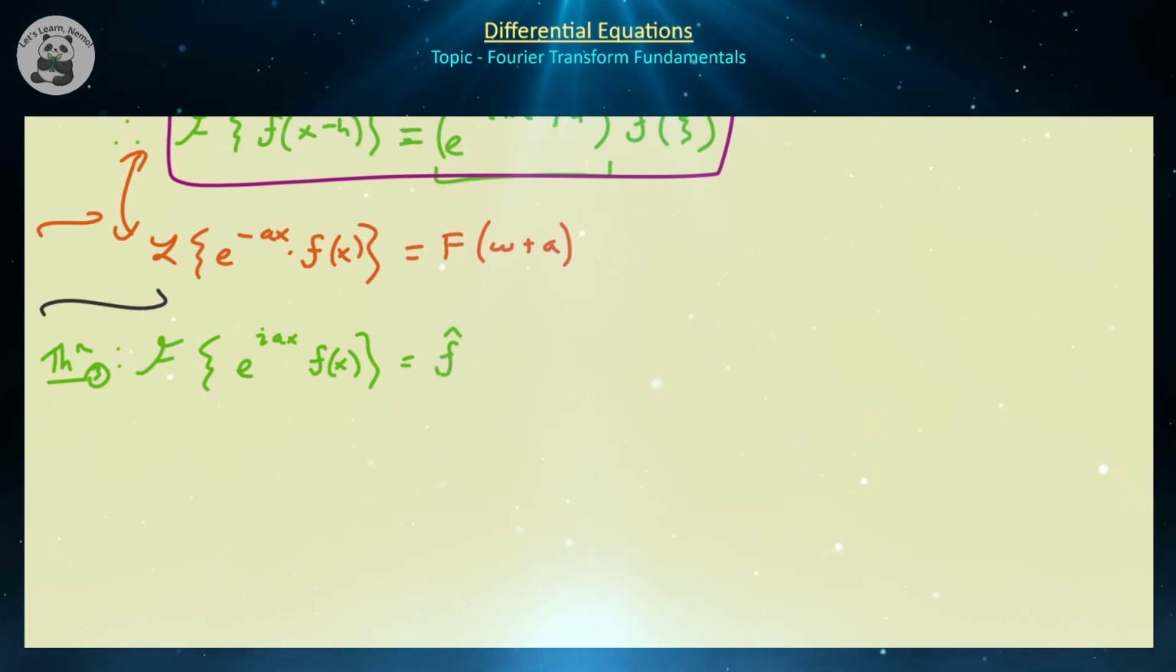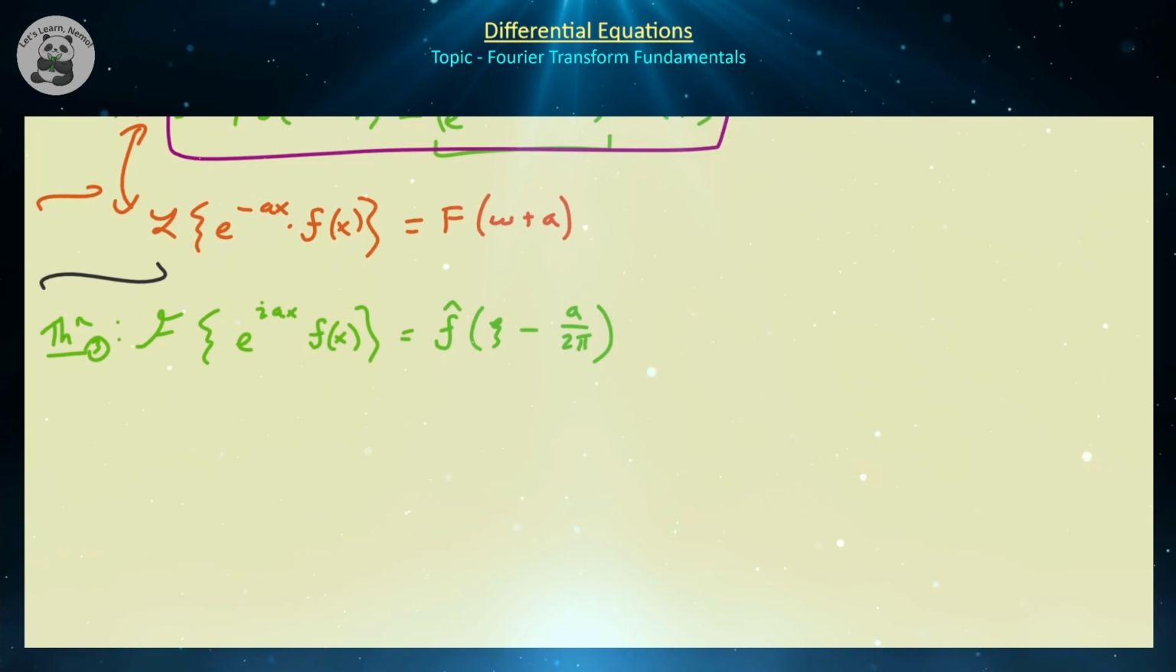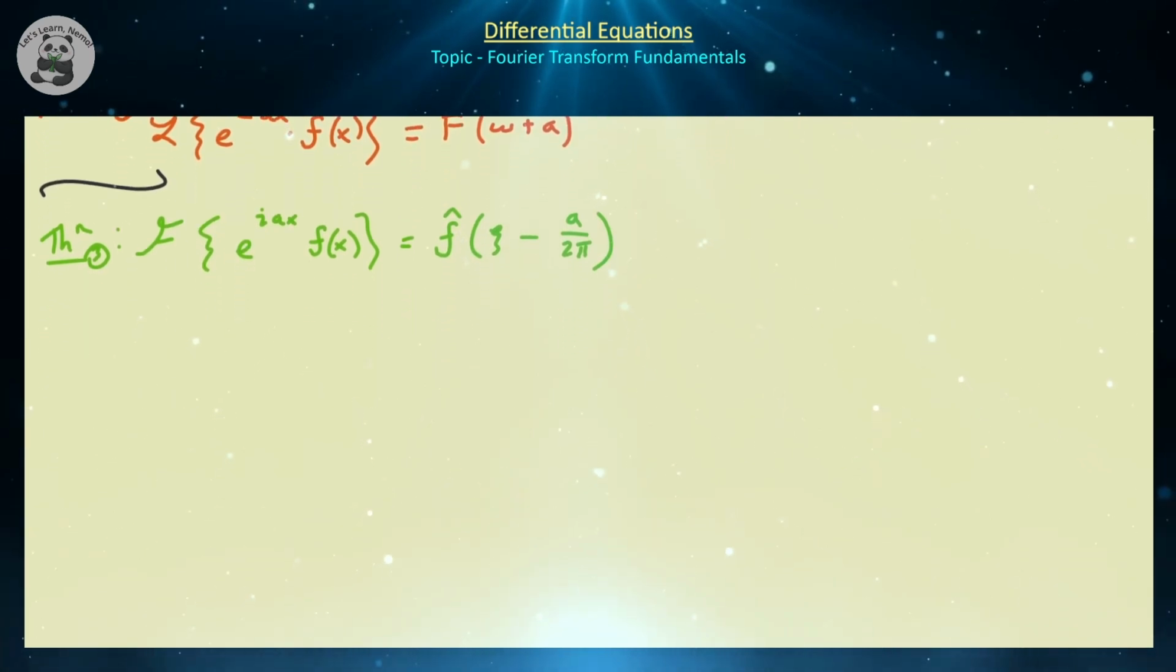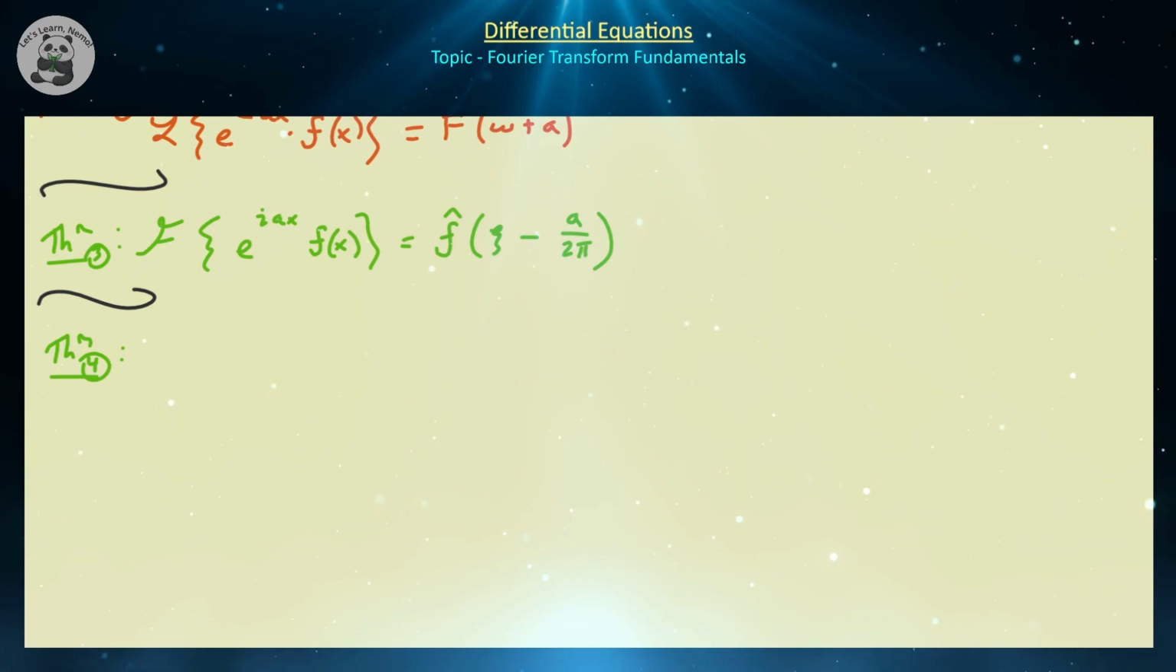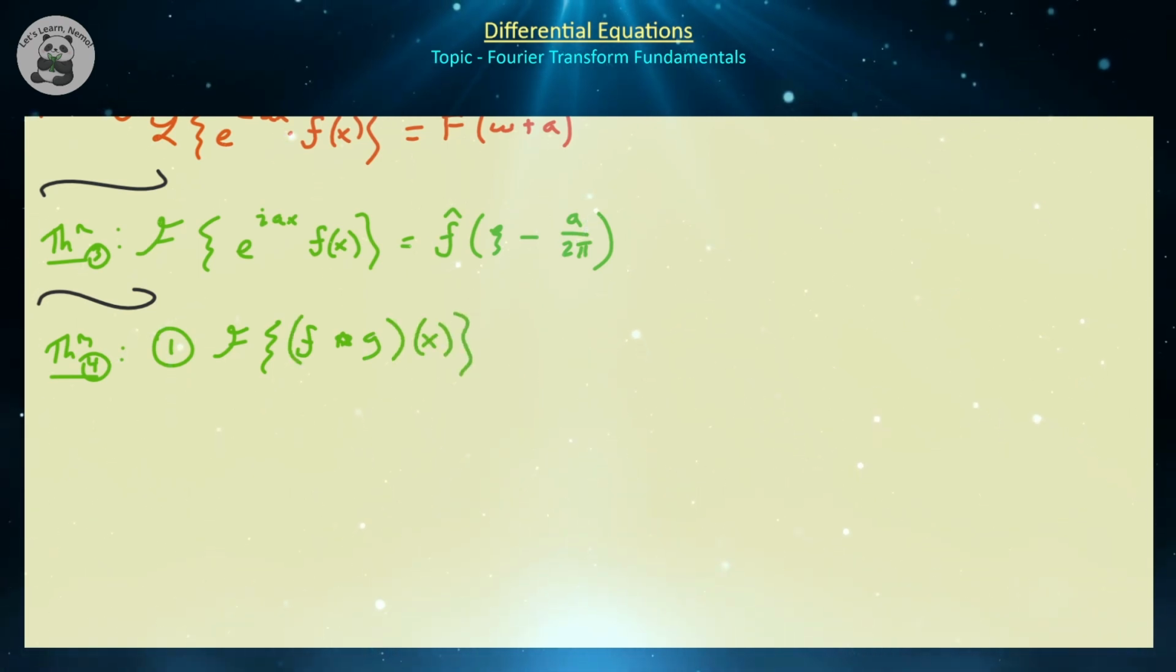So it's going to be f hat of psi minus a over 2 pi. Right? So that's pretty interesting, but in some sense not surprising. Now there are two properties that I want to sort of group together, and they are the following. The Fourier transform of the convolution of two functions in the spatial domain.